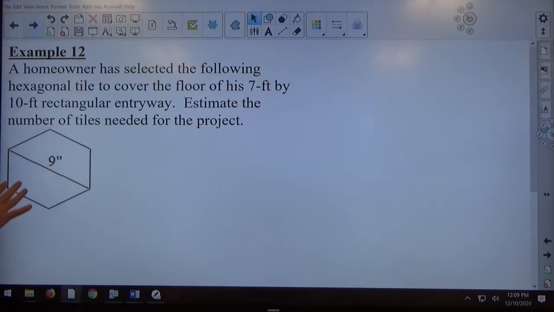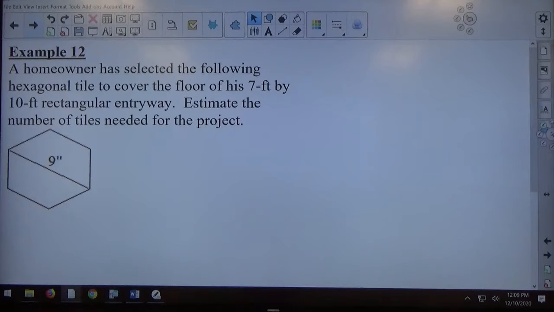I want you guys to use your imagination. This is a regular hexagon here. When I was shrinking it up, I think I scrunched it up a little bit too much, but pretend this is a regular hexagon. Homeowner has selected the following hexagonal tile to cover the floor of a 7-foot by 10-foot rectangular entryway.